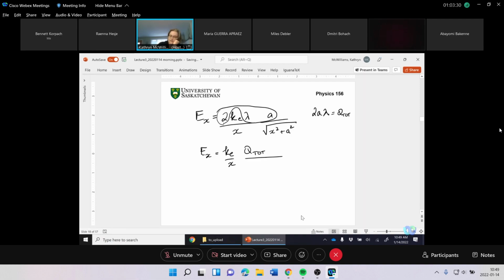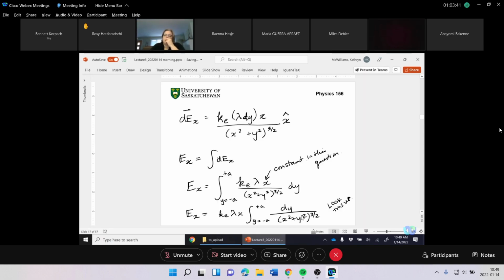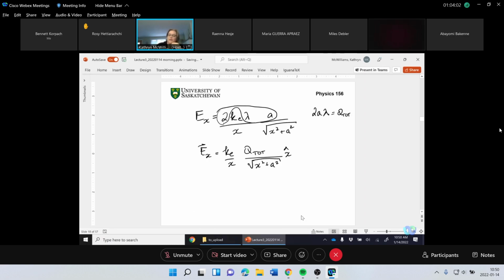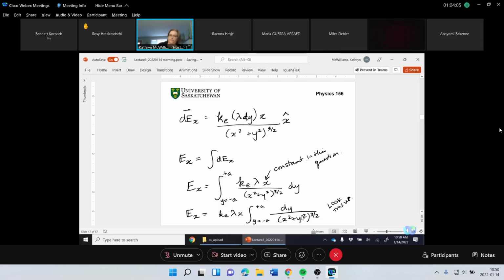I see a hand up. Yeah, in the previous slide, can you show me the integration part? Which part? Did you just substitute dy equals to a? I didn't show it, but this integral, we did it, we looked it up, and then substituted in the limits minus a to plus a, and then combined the terms. So give it a try at home. Okay, all right.